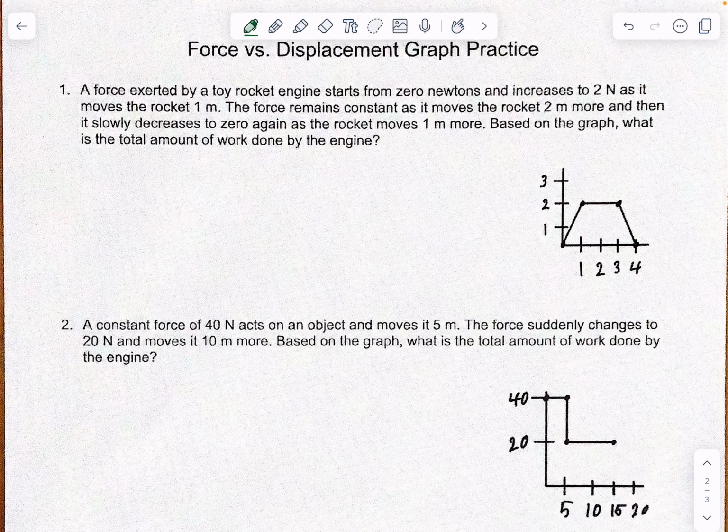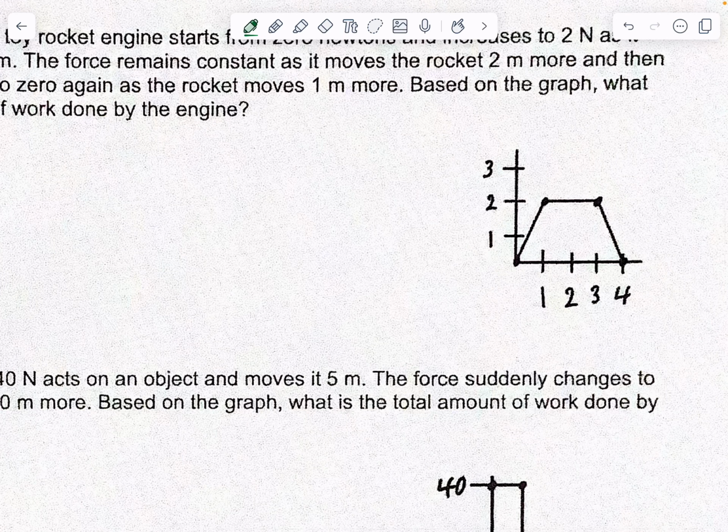So the reason there was so much space on here is we originally had you draw graphs. That's why the directions are so detailed. But for the sake of time, we're just focusing on letting you read graphs and solve for work. So I have a graph here. My force is on my y-axis. My displacement's on my x-axis. So I'm trying to find the area of this graph.